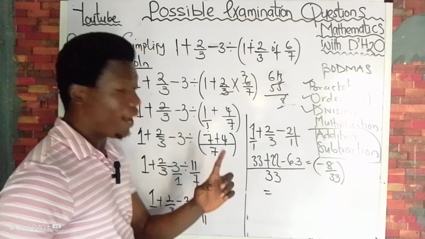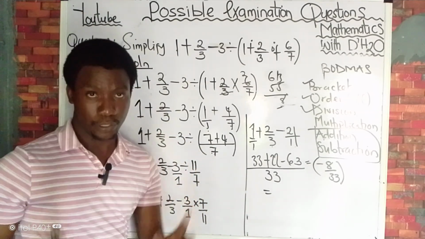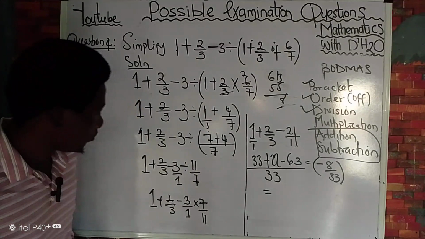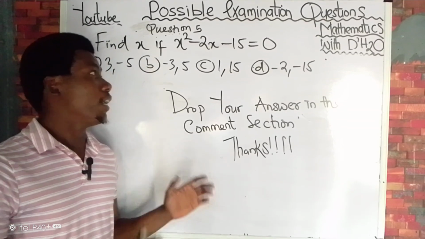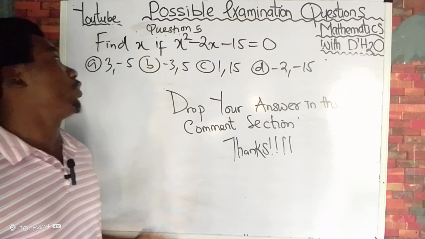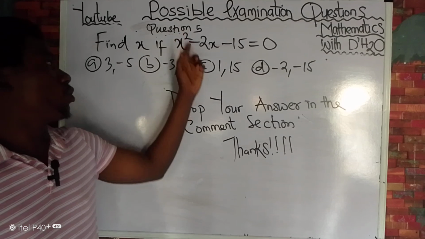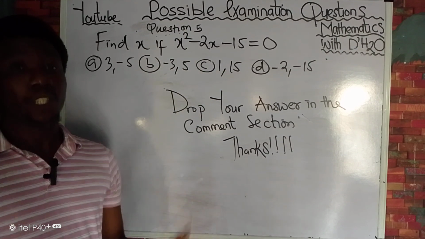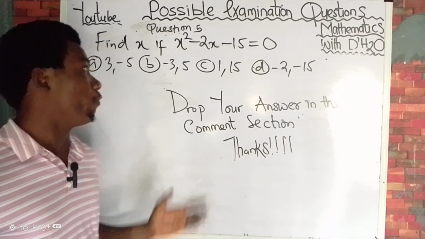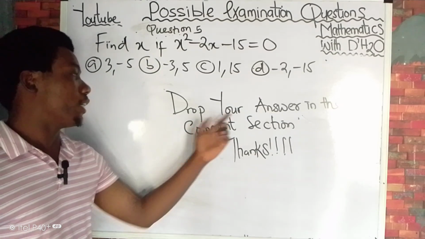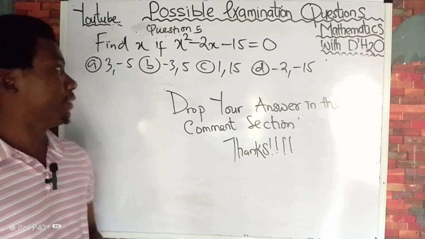Now I'm going to give you one more question before we call it a day. Now you are going to solve this question. Find x if x squared minus 2x minus 15 is equal to 0. Solve this question and drop your answer in the comment section.